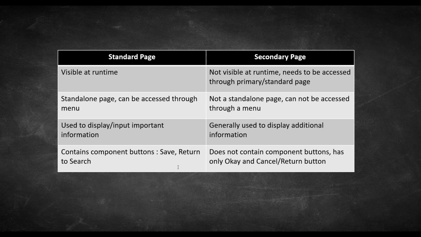On the other hand, secondary pages are generally used to display additional information or non-essential fields, or in most cases, to display read-only fields for additional information with respect to a transaction. And the last difference is that a standard page contains component action buttons such as the save action or the return to search action. On the other hand, secondary pages do not have these component action buttons. They only have OK and cancel or return buttons.